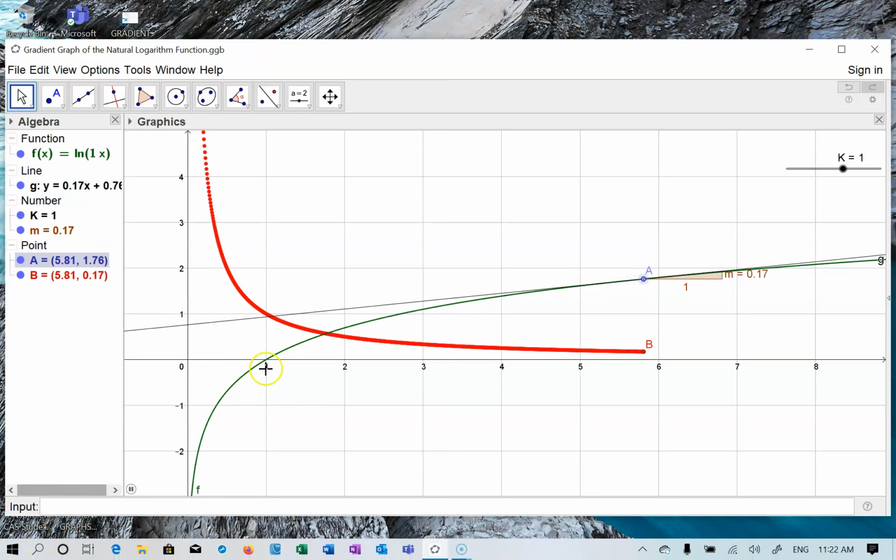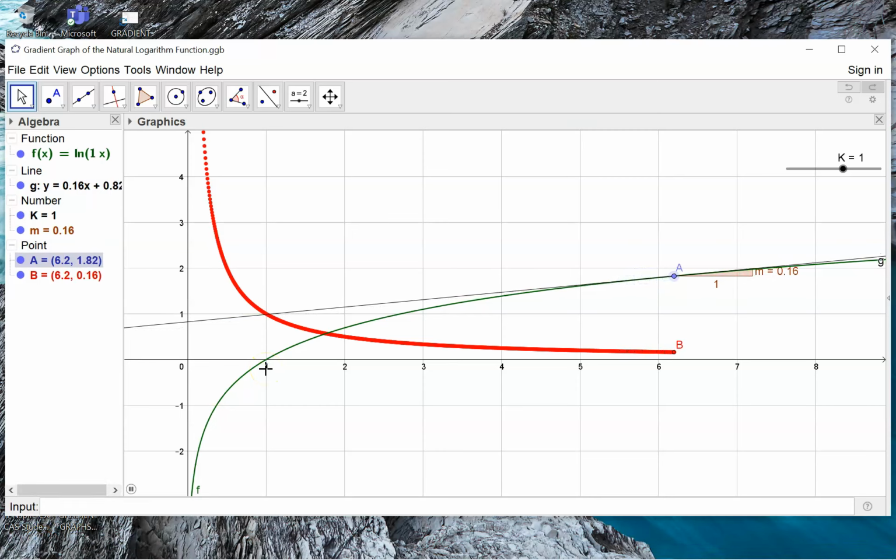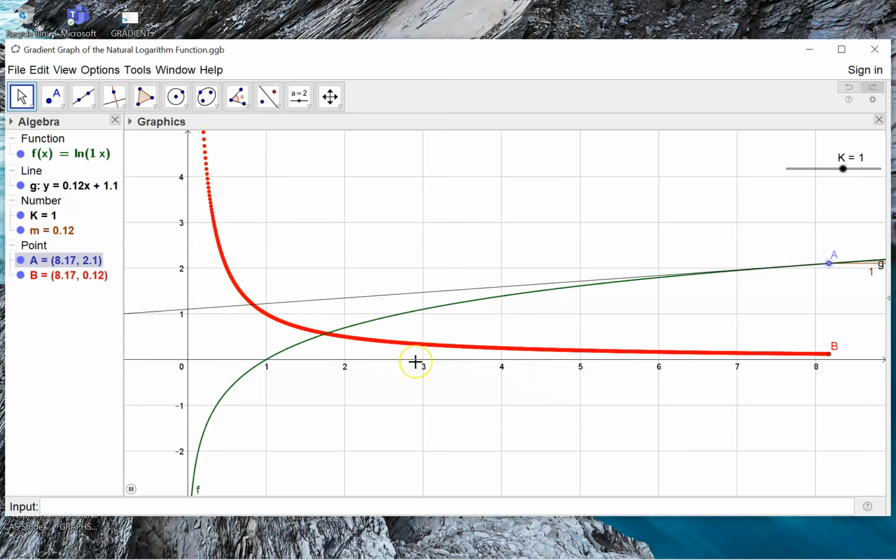When we're differentiating a natural logarithm, you will see that the gradient function is actually 1 over x. Okay, so this is a hyperbola.